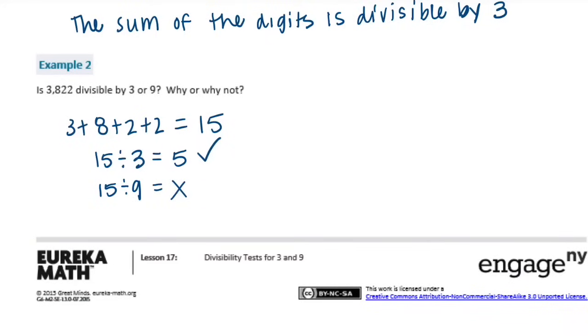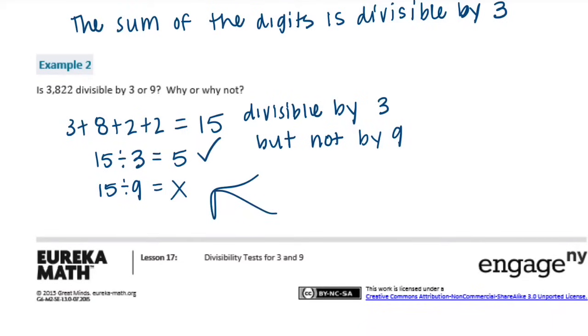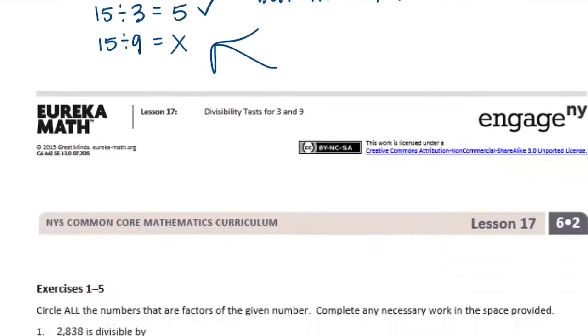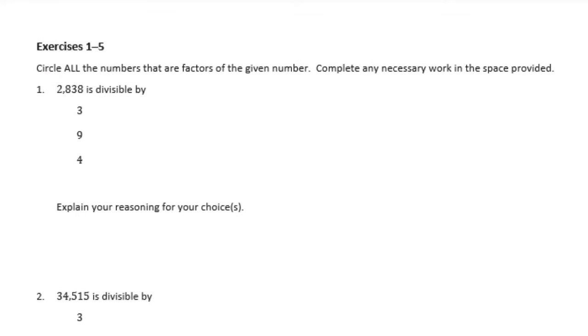So divisible by 3, but not by 9. And then, this is kind of our explanation right there. If you want to write out more of an explanation, you can. Exercises 1 through 5. Circle all the numbers that are factors of the given number. Complete any necessary work in the space provided. Okay, so 2,838. So we have 3, 9, and 4. Let's start with 3 and 9. So we're going to add the sum of the digits.